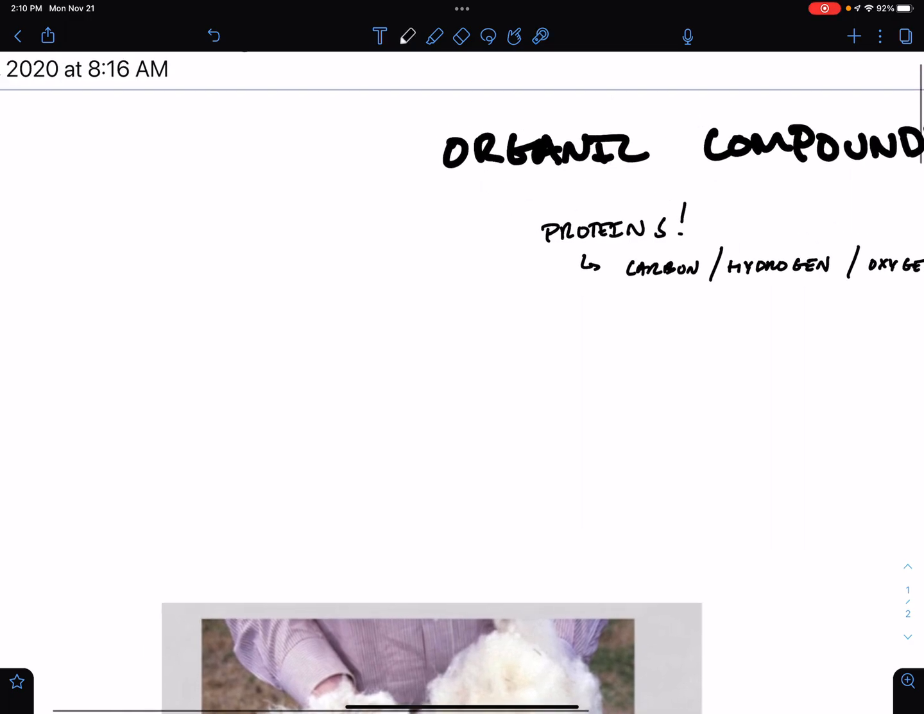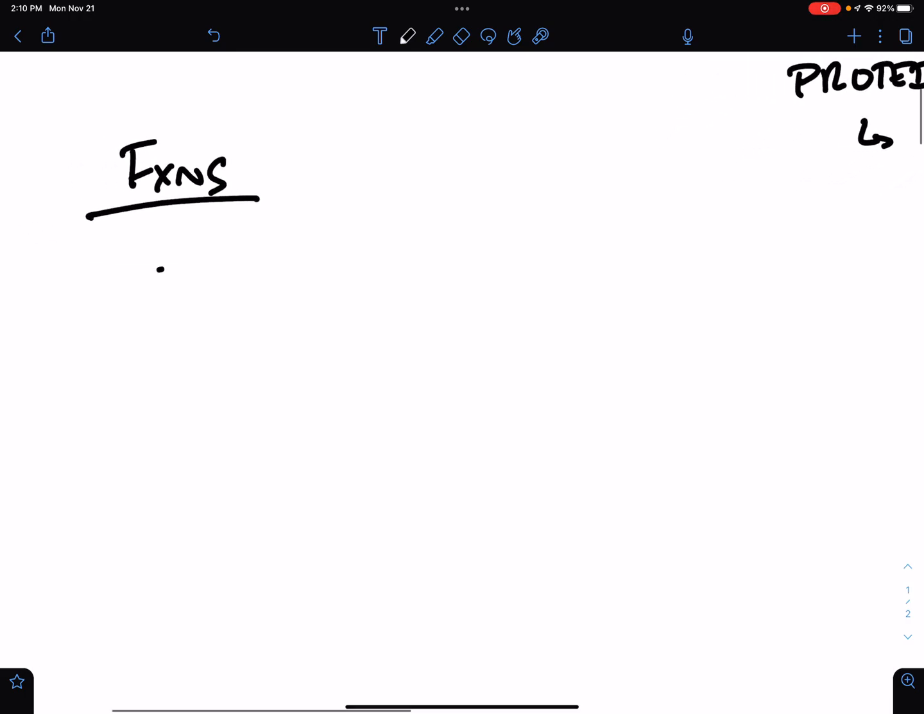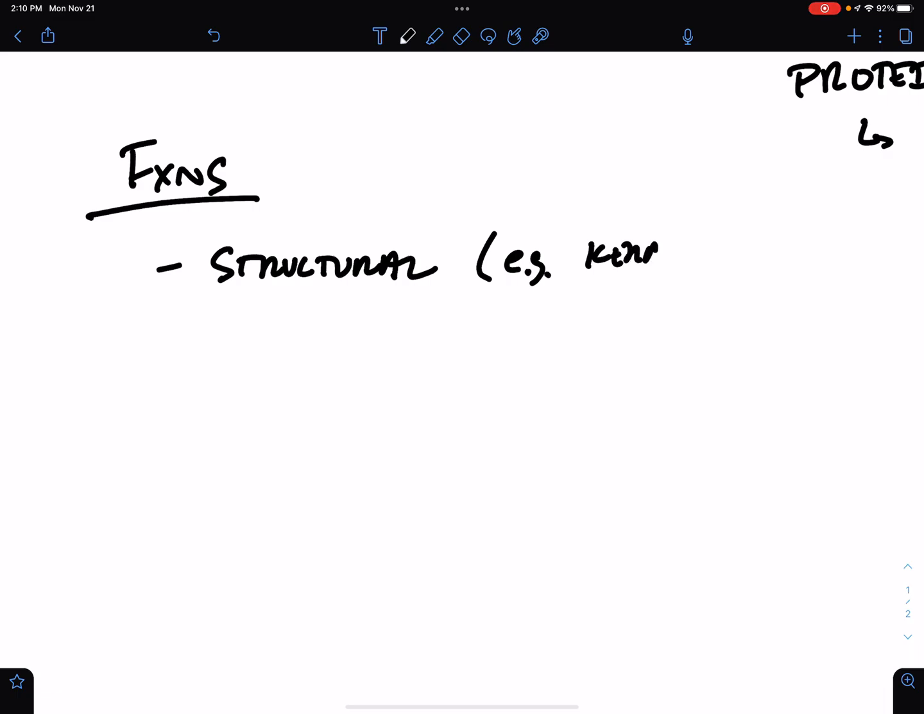Okay, functions of protein. The main functions of protein, well, there are a couple of functions that are important. Protein can be structural. There are many examples of structural protein. I'm going to talk to you about one of them, keratin. Keratin is a protein that's found in your hair as well as your nails. It is what gives the structure to both of those features of your body. These cells are no longer alive, but they are chock-a-block full of keratin, giving them the structure that they have.